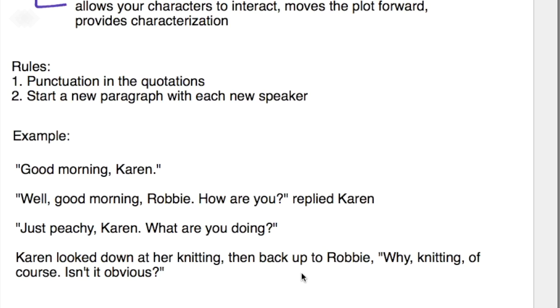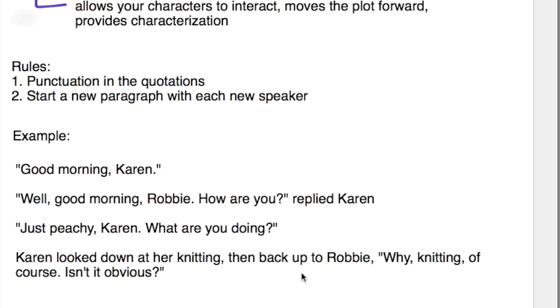Okay, so here with my example, I wanted to have two characters interact. I've got Robbie and I've got Karen. And Karen, a little snarky there, a little sarcastic when she says, "Why, knitting, of course. Isn't it obvious?" So I'm able to convey a little bit of Karen's personality without even having to describe her. You as the reader are going to be like, well, that was kind of rude.